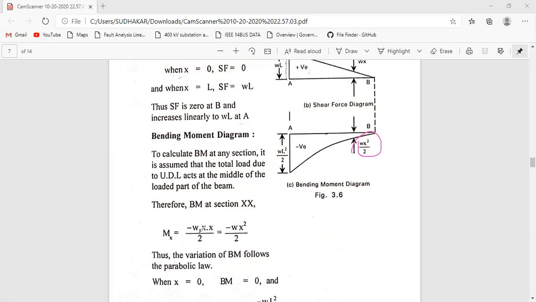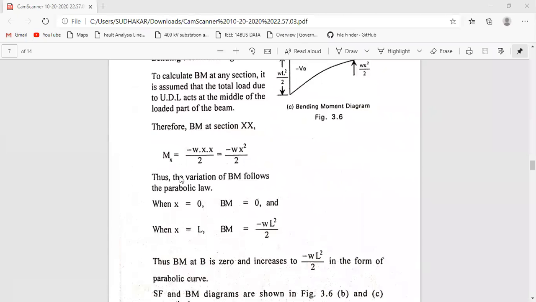How does it come? And the next one is, in case of any bending moment due to load, the value will be W x square by 2. Thus, the variation of bending moment follows the parabolic law. If x equals 0, the bending moment will be 0. If x equals L, the bending moment will be minus W L square by 2.